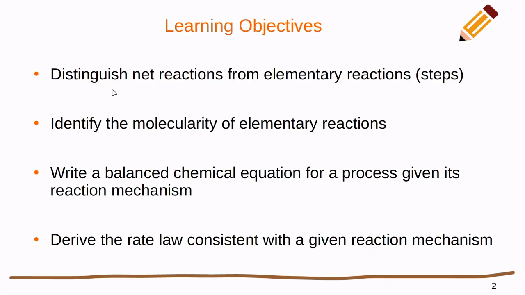For our learning objectives, we're going to distinguish net reactions from elementary reactions. We're going to identify the molecularity of elementary reactions. I always struggle a little bit with that word. Write a balanced chemical equation for a process given its reaction mechanism. So we're going to figure out how to go from reaction mechanisms to balanced chemical equations. And we're going to derive the rate law consistent with a given reaction mechanism.